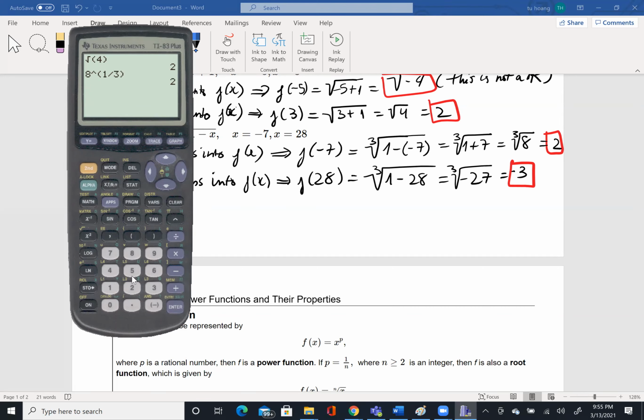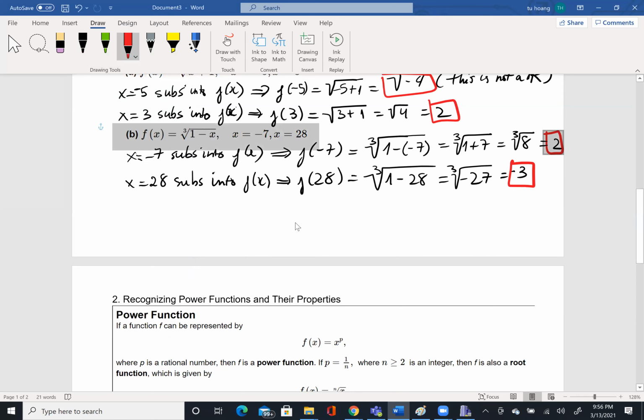And for the cube root of negative 27, I have to have parentheses. I put the negative over here, 27, and then close, and to power, I should have the parentheses first, 1 divided by 3, and that should be the cube root. And that gives me negative 3. So that's a way to use the calculator for this problem.